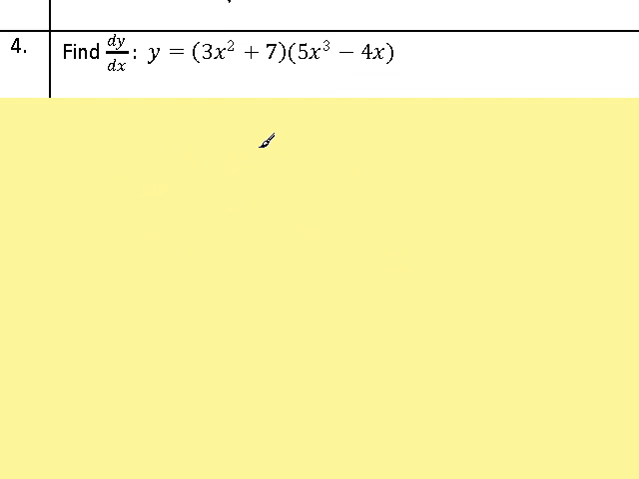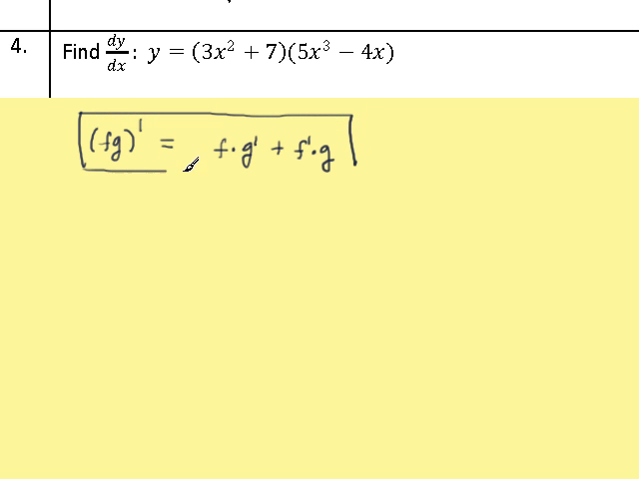In number 4, we have a function that's a product. We could multiply this out and get a sum of powers and use the power rule, or we could use the product rule, and we're going to use the product rule. So let's remember how that goes, and I'm going to write it like this. If we have a product, f times g, and we're taking the derivative, the derivative is equal to the first function times the derivative of the second plus the derivative of the first times the second. All right, so this is the product rule of differentiation.